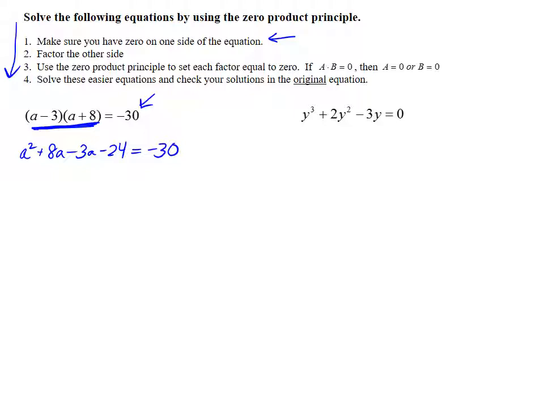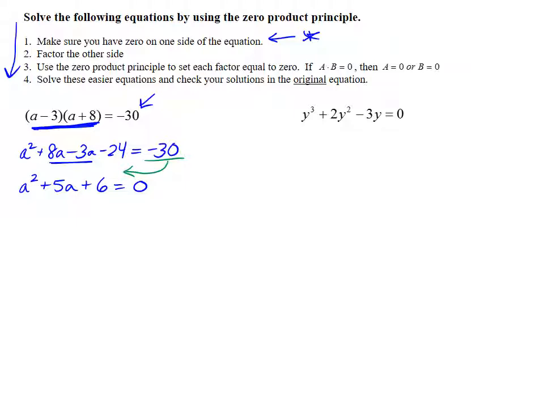Now we're going to move this 30 over. When we move it over, because it was a negative 30, it's going to become a positive 30. Let's collect like terms at the same time. A squared plus, these become 5a. And then minus 24 plus 30 is going to give me plus 6. Now we have 0 on one side, which is our first step here.